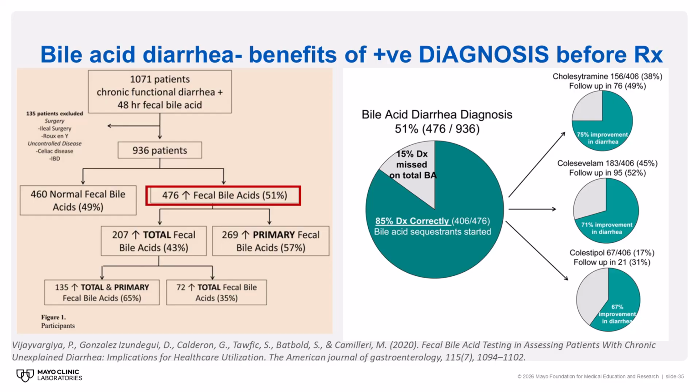Now, importantly, when we looked at the medical records and we saw the patients who had had a definitive diagnosis of bile acid diarrhea and were given one of those 3 bile acid sequestrants, cholestyramine, colesevelam, or colestipol, you can see that there's about a 67 to 75% response rate to those treatments.